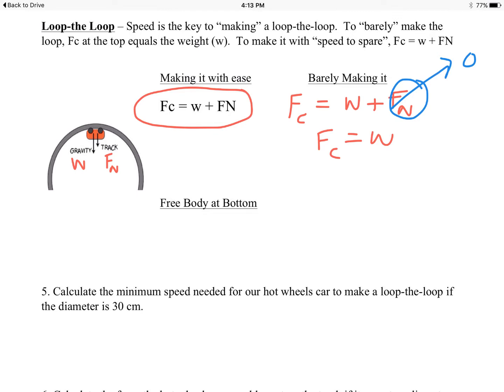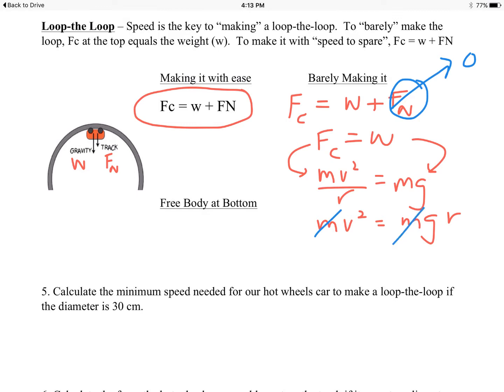And then if you plug in the definitions of these concepts, F sub c is mv squared over r, and weight is mg, and solve for v, multiplying both sides by r, we have mv squared equals mgr. You can cancel out the m's on both sides, take the square root of both sides, and you end up with v equals the square root of gr. That's the condition for just barely making a loop.